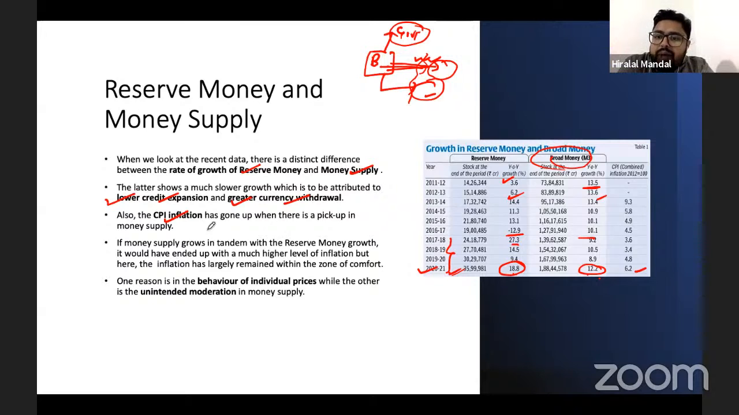Is it clear to everyone? Reserve money is increasing, but the broad money is not increasing at par with the reserve money. So there are two problems: credit growth is not happening, and currency withdrawal is happening.